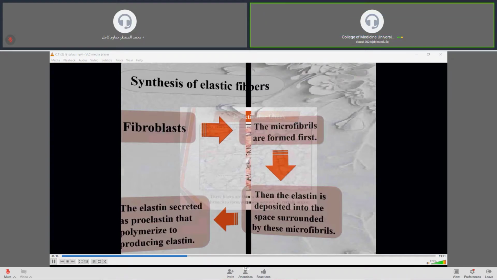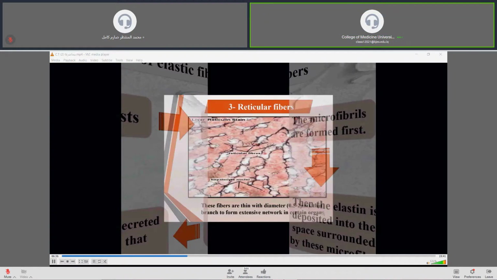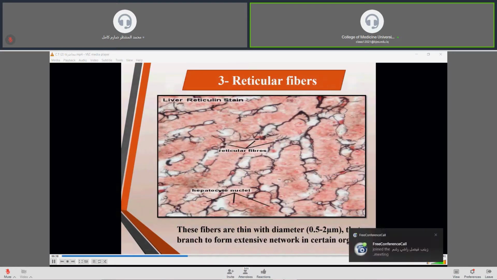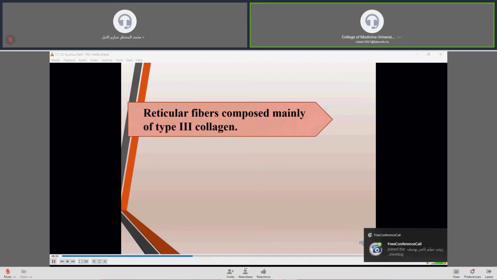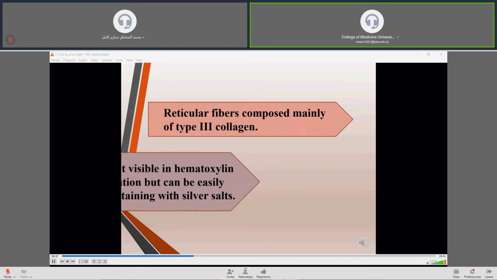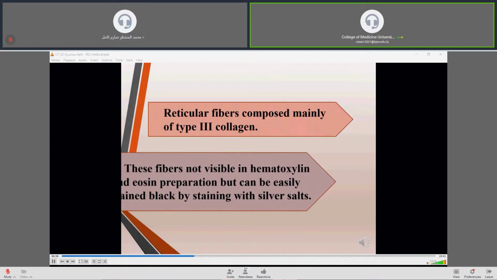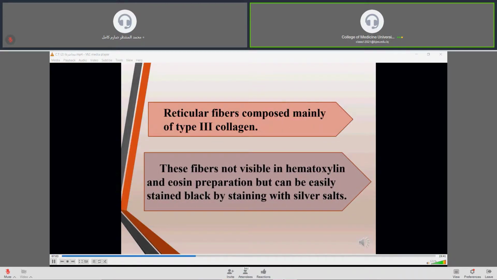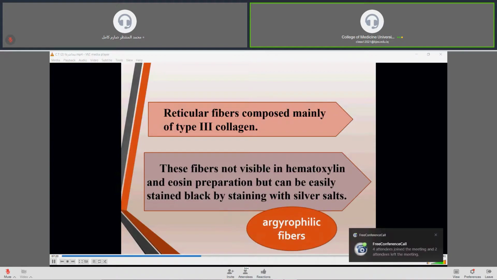Reticular fibers are thin, with a diameter of 0.5 to 2 micrometers, which are branched to form an extensive network in certain organs. Reticular fibers are composed mainly of collagen type 3. These fibers are not visible in hematoxylin and eosin preparation, but can be easily stained black with silver salts. So reticular fibers do not appear with the usual hematoxylin and eosin staining but need special staining, so that they stain black with silver salts, and therefore they are called argyrophilic fibers.